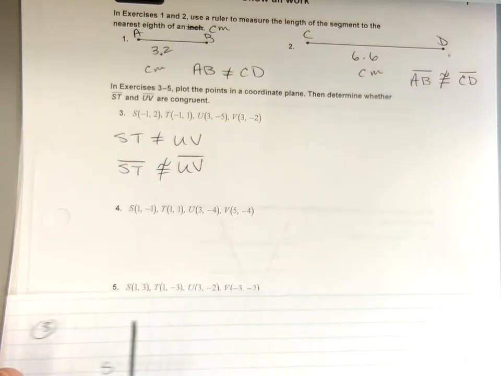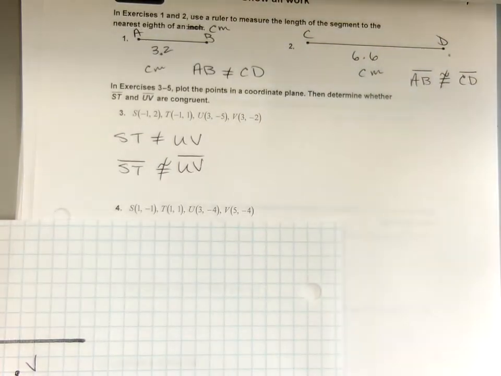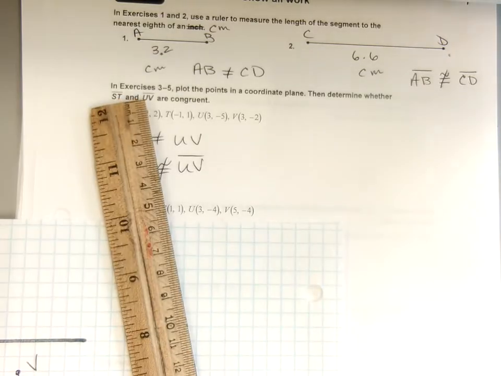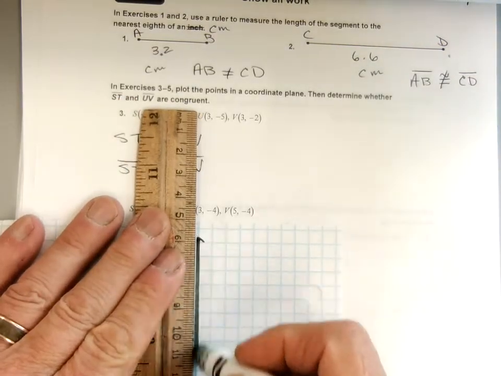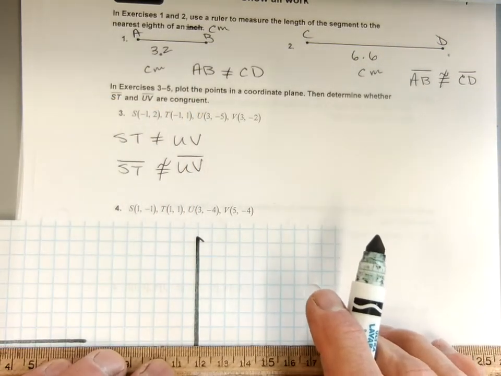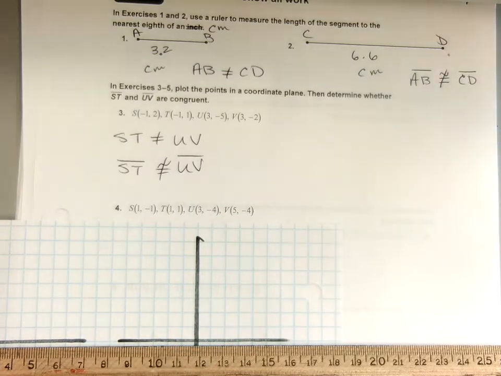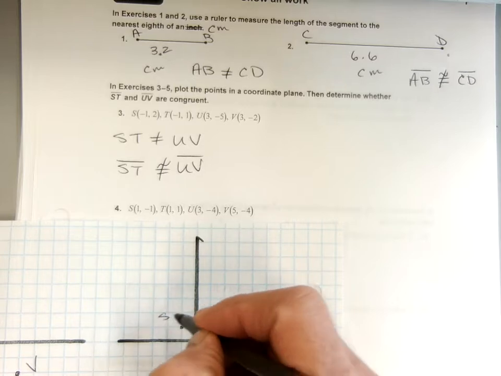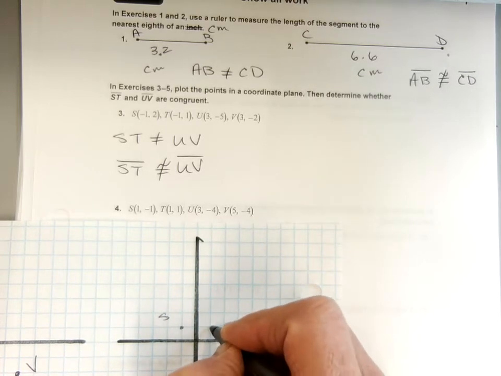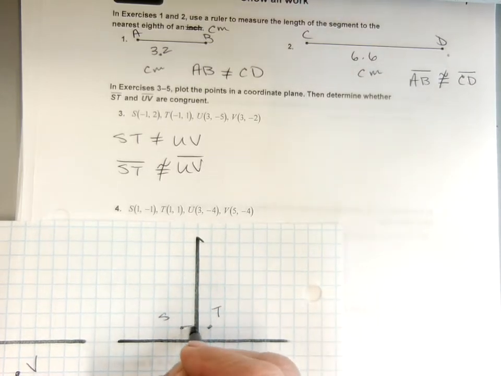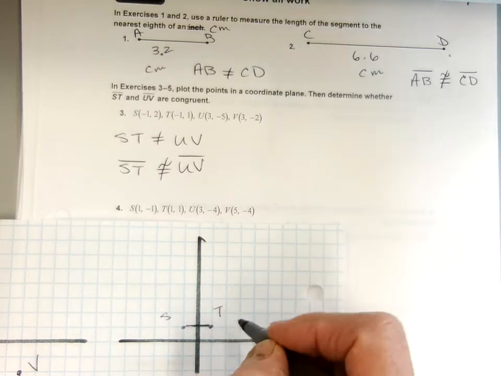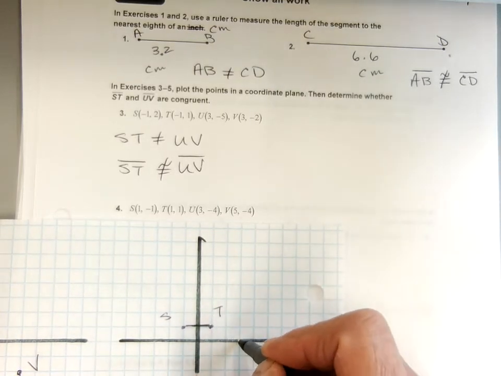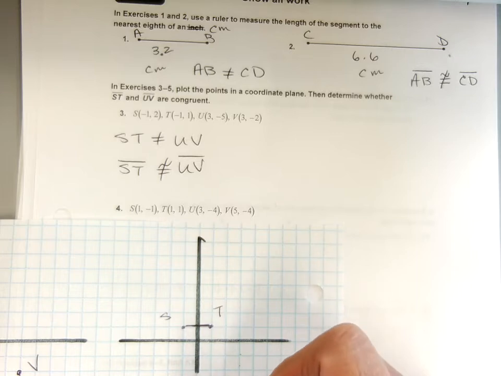Okay, let's look at 4. All right, I'm going to have S is negative 1, 1. T is 1, 1. I've got U, which is 3, 1, 2, 3, negative 4, 1, 2, 3, 4.